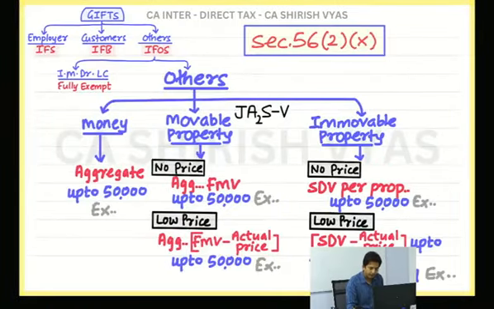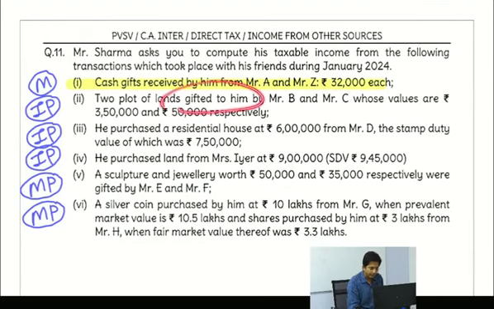Immovable property. In that also, is it no price or low price? How do you know? They have written gifted. See, in low price, they will write the word purchase. If they write gift, it's free. If they write I have purchased, then it is low price. This is a fixed style of framing the question. If it is something free, they will use the word gift. For low price, they don't use the word low price, they write purchase. But here the word is purchase or gift. So it is totally free.